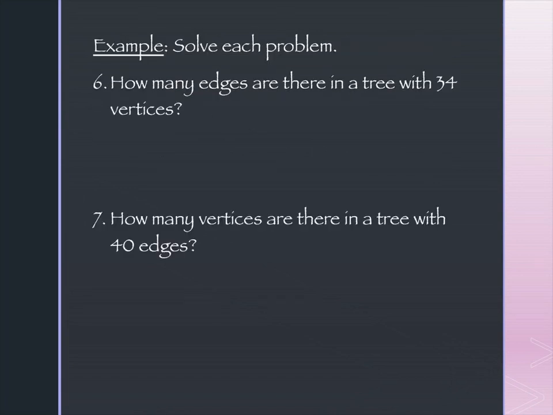Okay, last 2 examples. Using that idea, how many edges would there be for a tree with 34 vertices? 33 edges. And how many vertices would there be for a tree with 40 edges? 41.